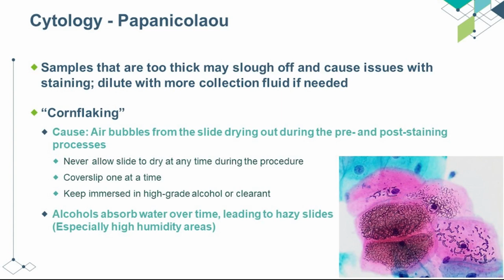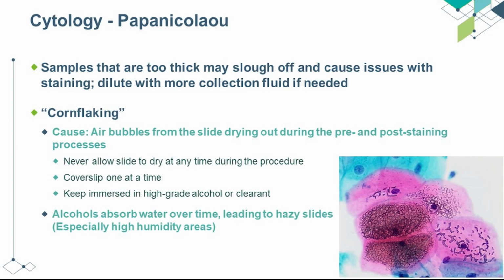I also wanted to quickly go over cytology staining and some issues that we see here specifically. As you may know, we are using the Papanicolaou stain here, which is a very complex and beautiful stain. However, there are some things that you want to look out for. Again, we see thick samples falling off as the main issue here. And we mentioned this previously, but not by name, this issue in this photo here is known as cornflaking, because the cells can look like cornflakes under the scope.